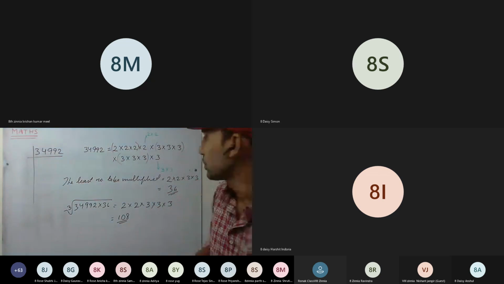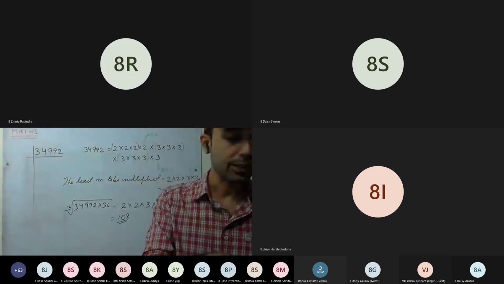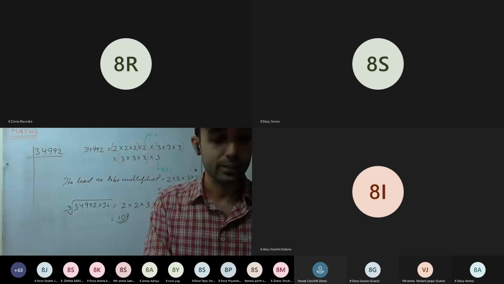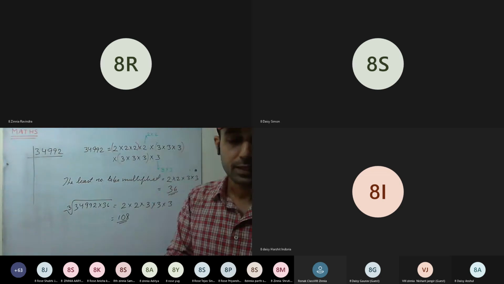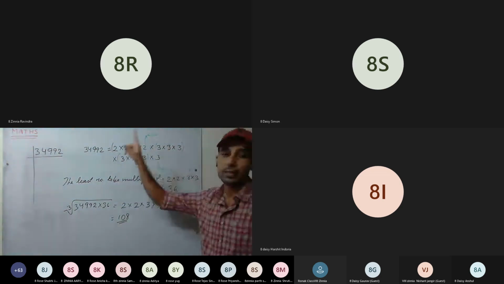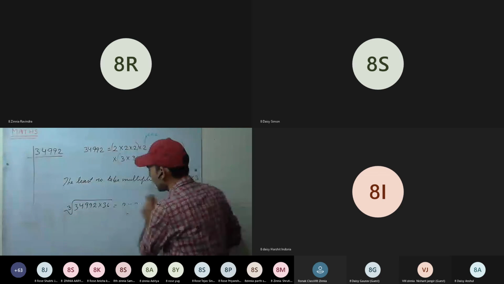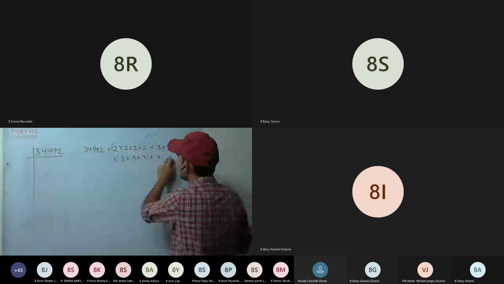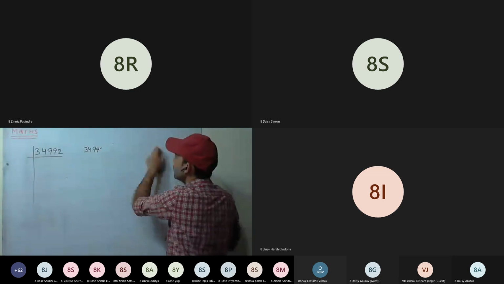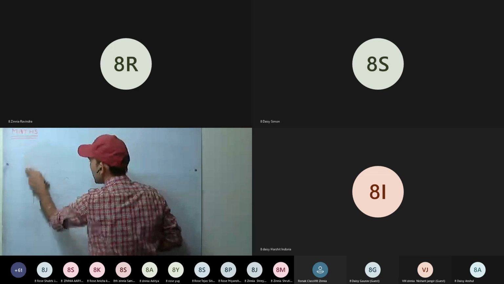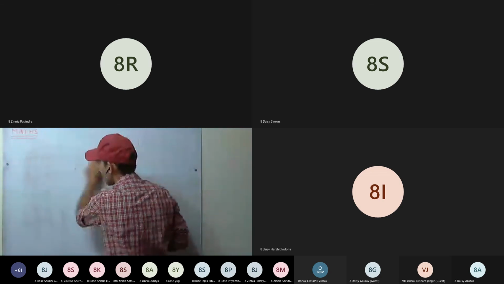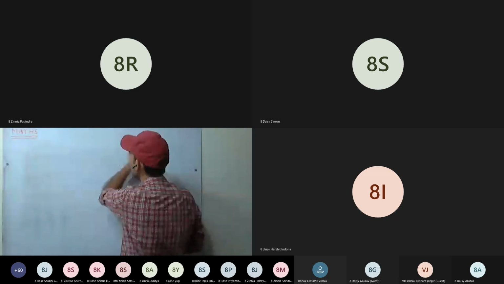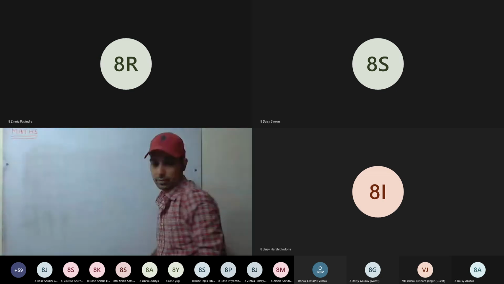Sixth question, you do it now. Read it. Here we have to find the least number by which each of the following numbers should be divided. In the fifth it was should be multiplied; in this, it should be divided. So start doing the first one. Factorize it. Always read the question properly and then go ahead, and always see whether you have answered what has been asked in the question.